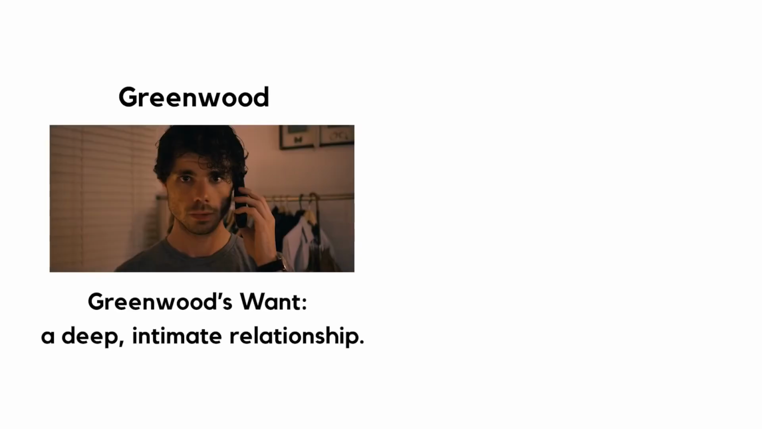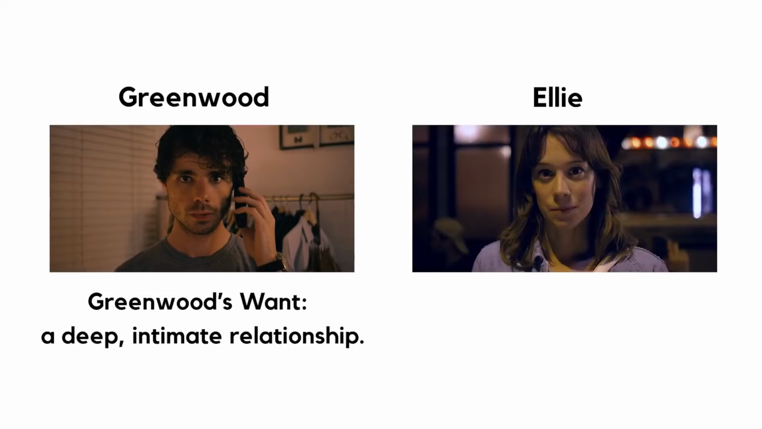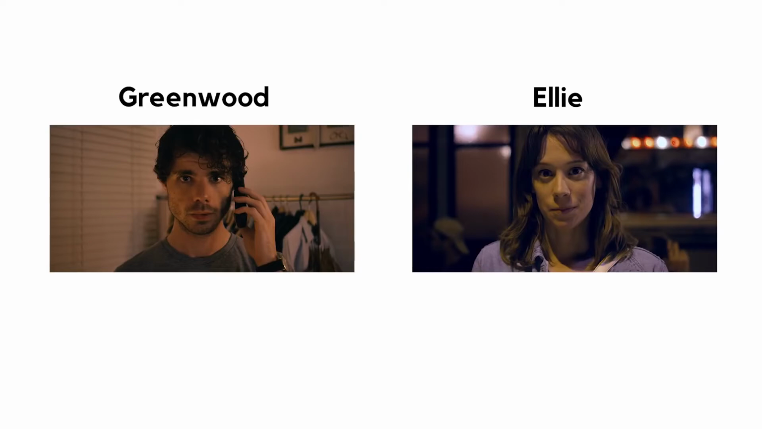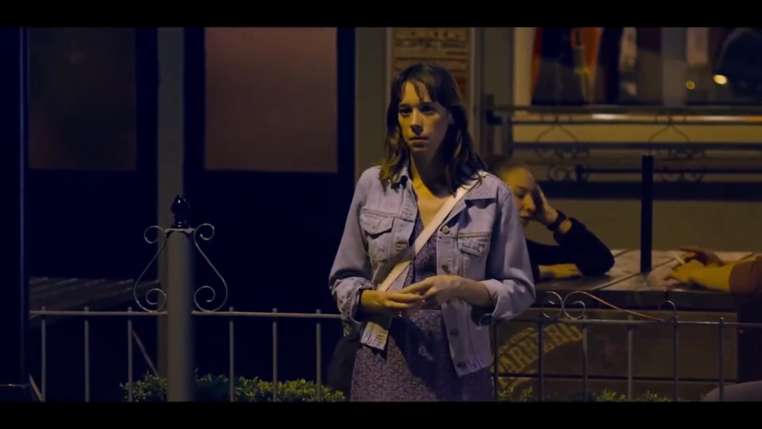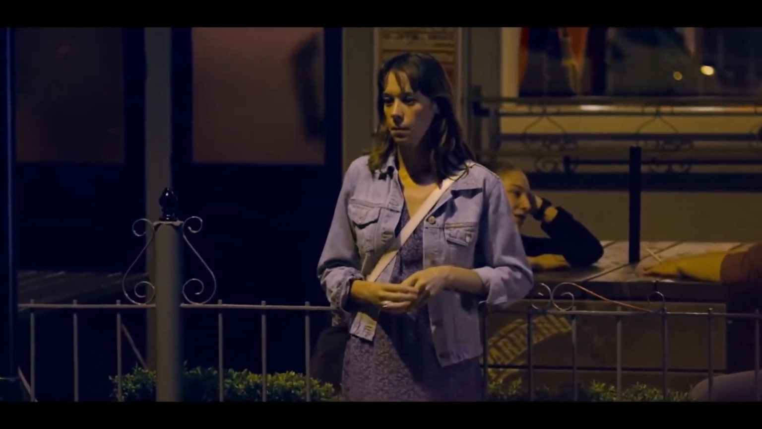We can begin building the other characters. For example, it might be his mother, or it could be his father, and his wish to have a deep, intimate relationship with some girl called Ellie is going to prove to what extent he can overcome that flaw by getting into contact with the girl and finding some way to introduce himself. So he doesn't accept himself. So he feels self-pity. So the other one, Ellie, has to accept herself and be willing to be honest and not feel self-pity, so as to show some sympathy for him.